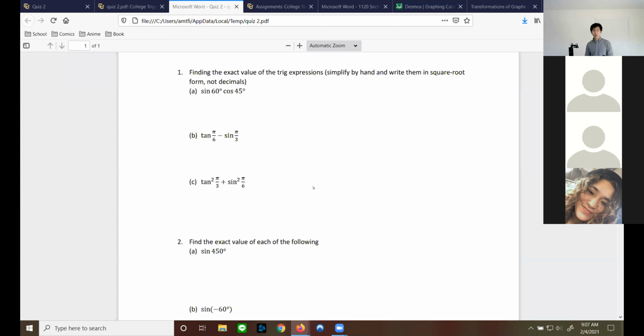Write them in square roots form. Do not write them in decimals. If you write them in decimals, it will look very long, very ugly, and I know you are using a calculator. That's kind of self-proving that you are cheating. So do not write them in decimals, write them in square roots.